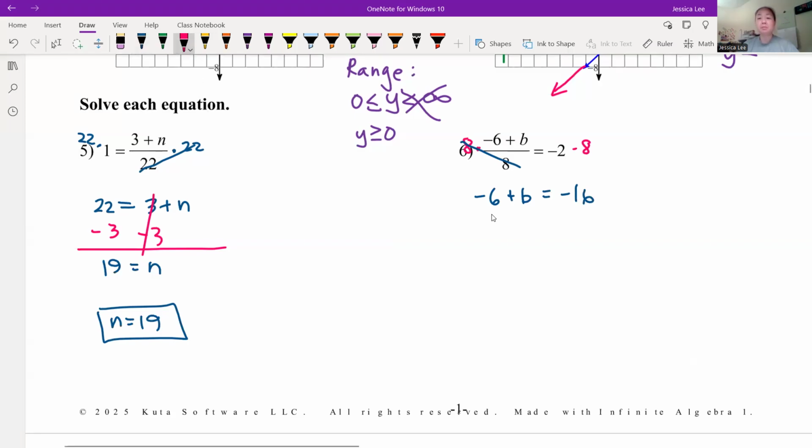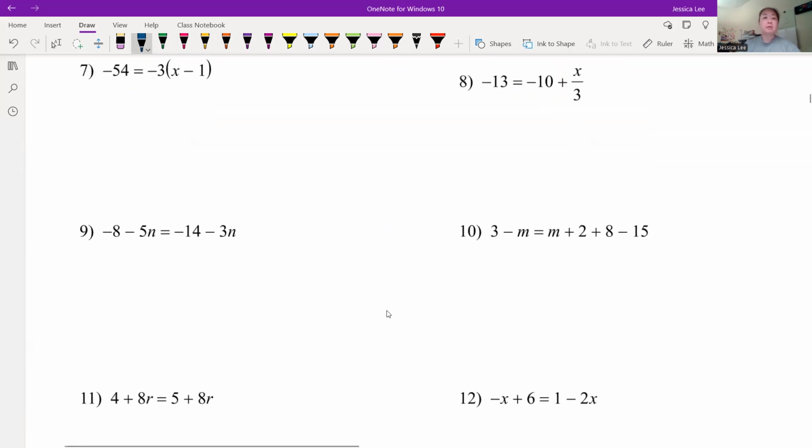All right, last step. We got this -6. We know they're adding with each other, so we're going to add 6 on both sides, right? Because that's how we make -6 become 0, right? So that becomes 0. And all we have left is b. So b is equal to -10. Yay.